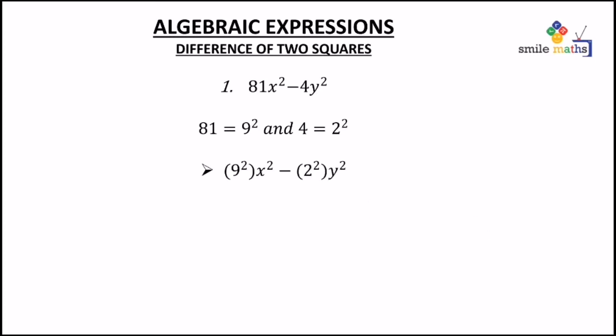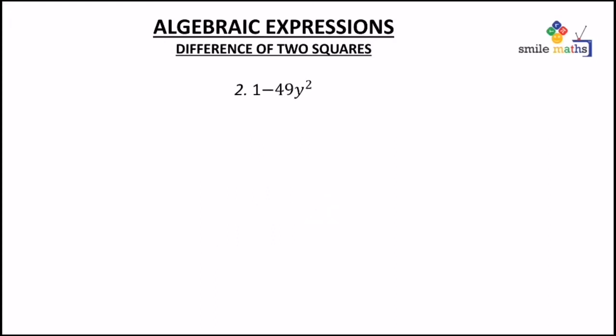So this gives us 9 squared x squared minus 2 squared y squared. Then we can combine them and have 9x all squared minus 2y all squared, because the square will affect everything in the bracket. So now that we have something squared minus something squared, we can expand them to be 9x minus 2y, then multiplied by 9x plus 2y. That's the expansion.